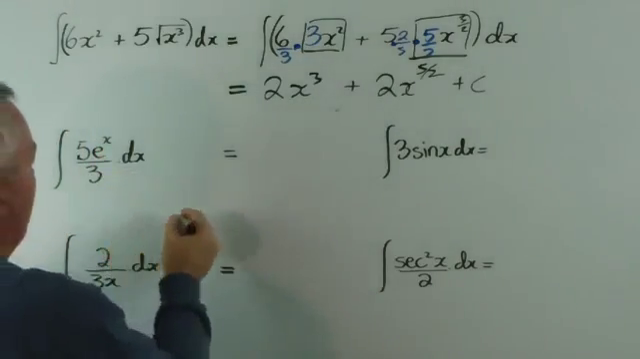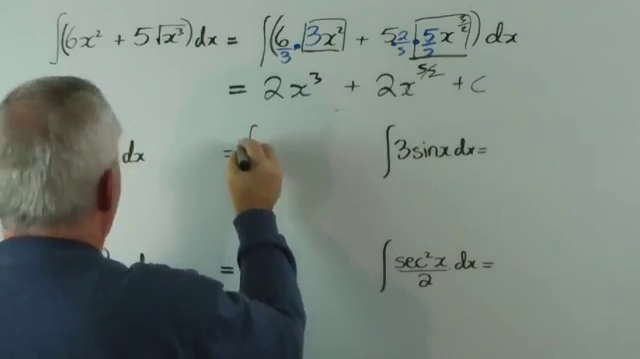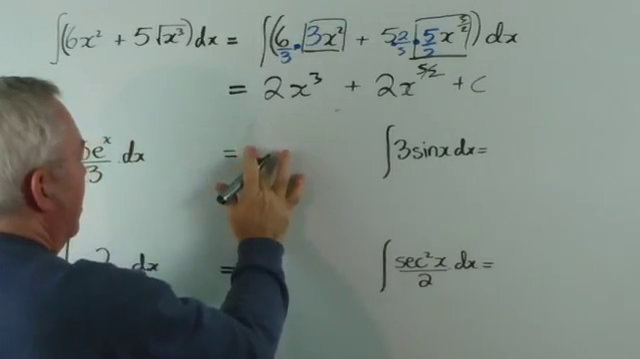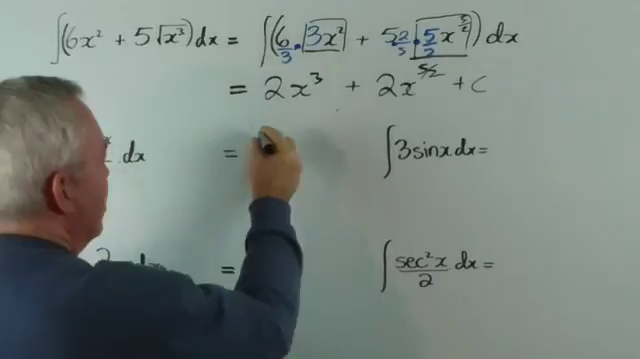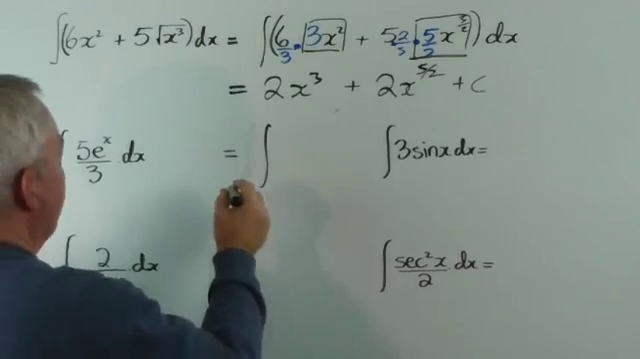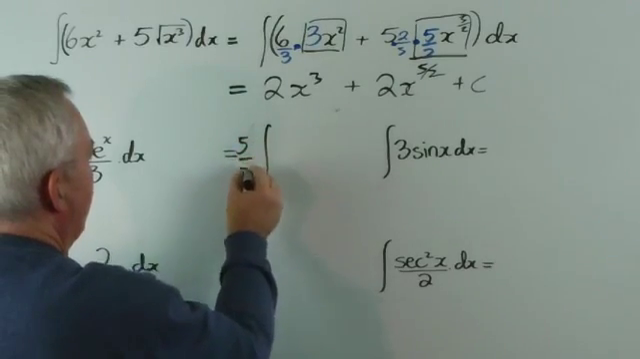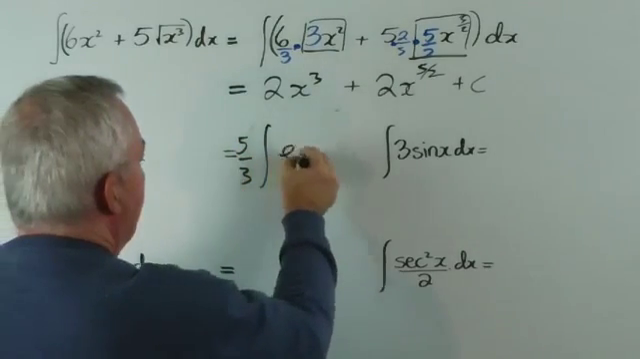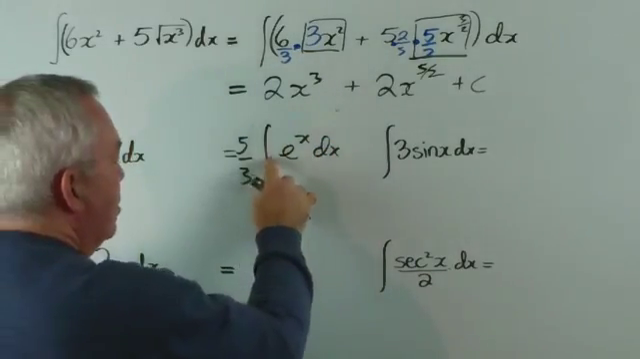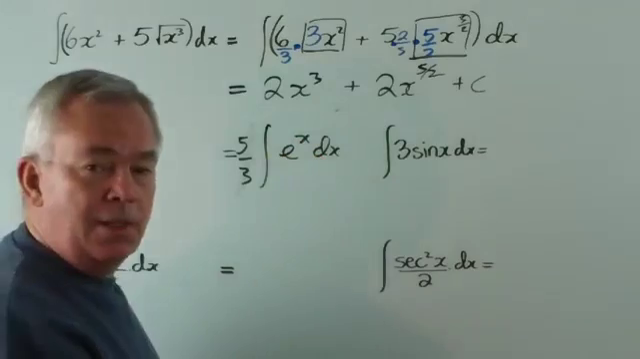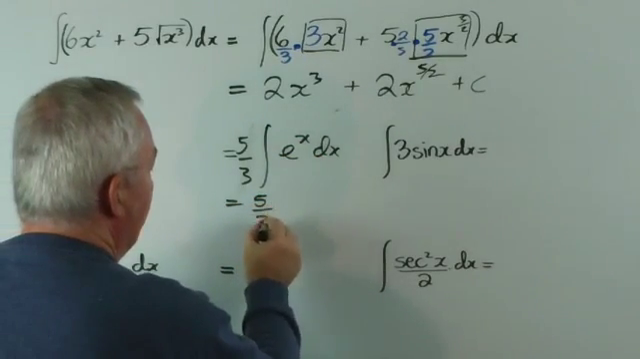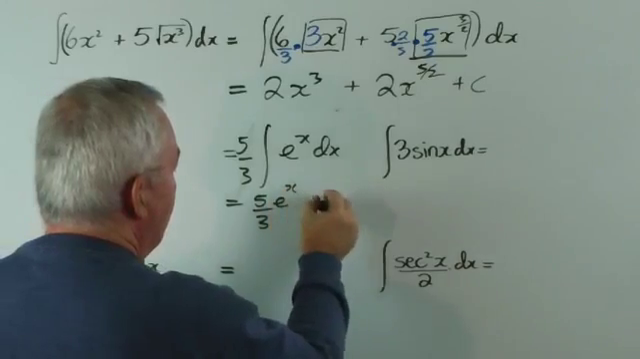This one here, I would write the 5 on... it's not as fast as I'm making out, is it? I'm very cluttered here trying to do 5 on the one screen. I'm going to write the 5 on 3 out the front and leave the e to the x inside. Do I need any coefficient? Well, no, the integral of e to the x is e to the x, therefore the answer is 5 on 3 e to the x plus c.